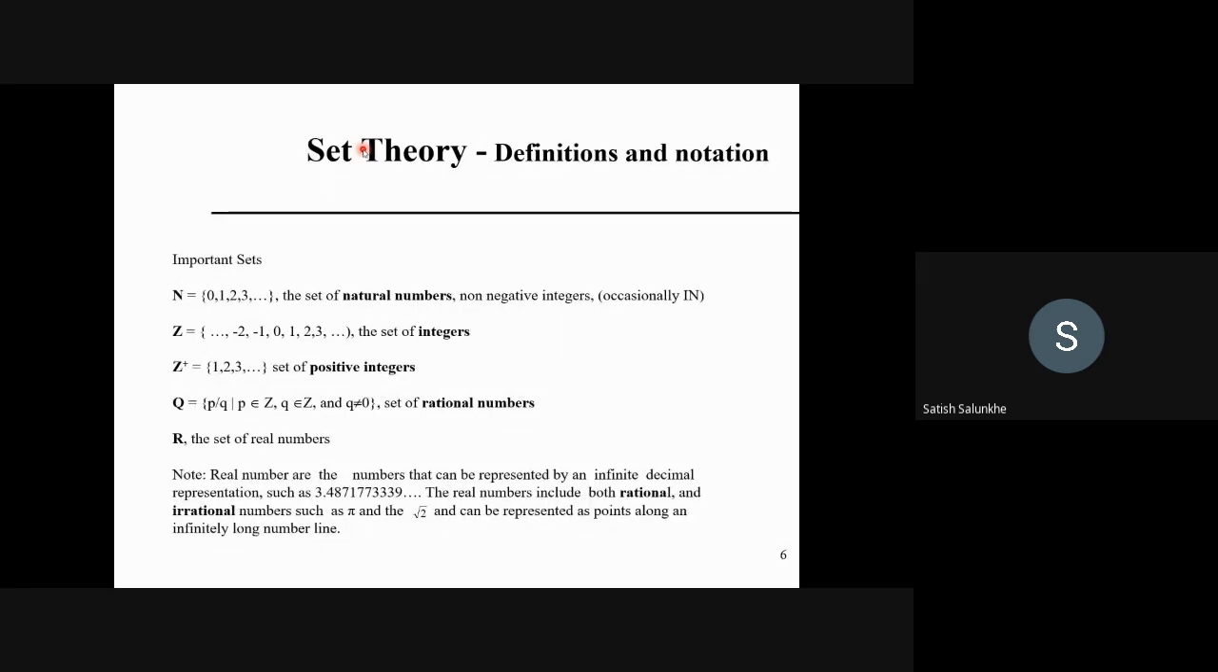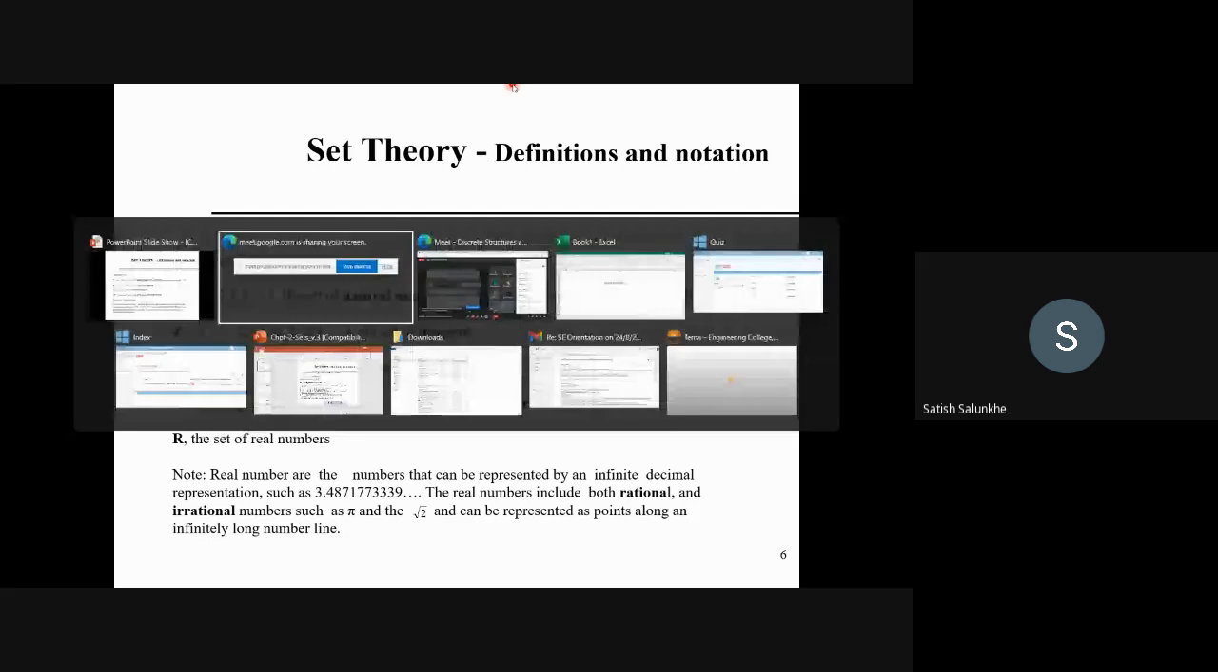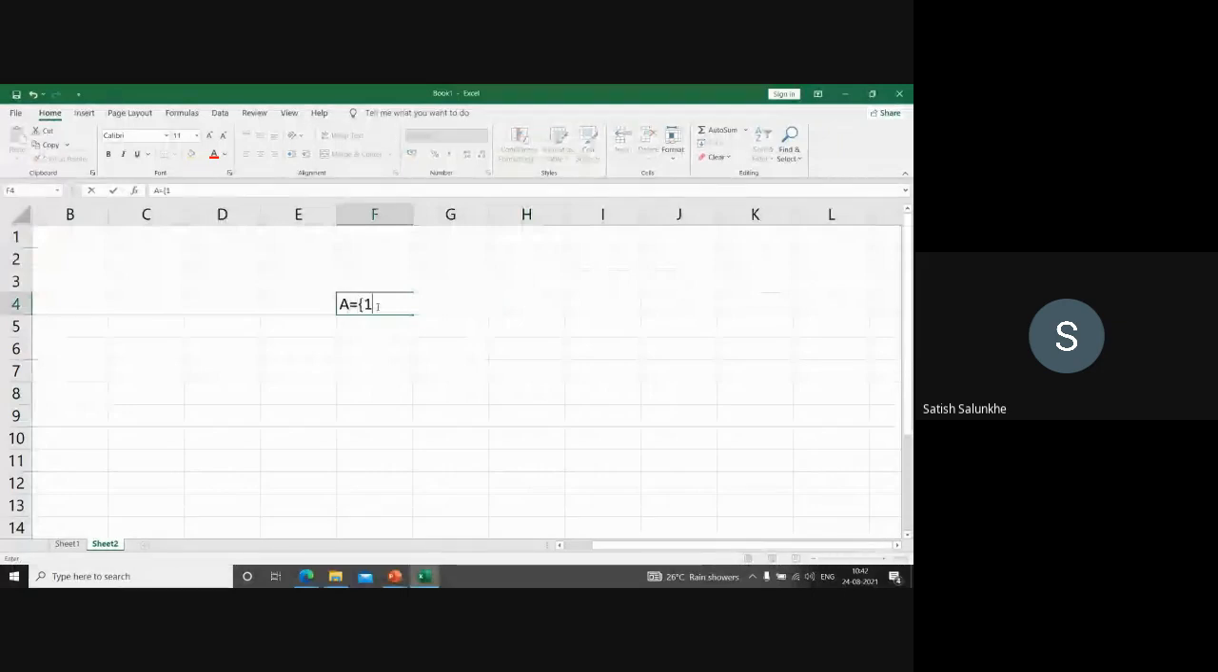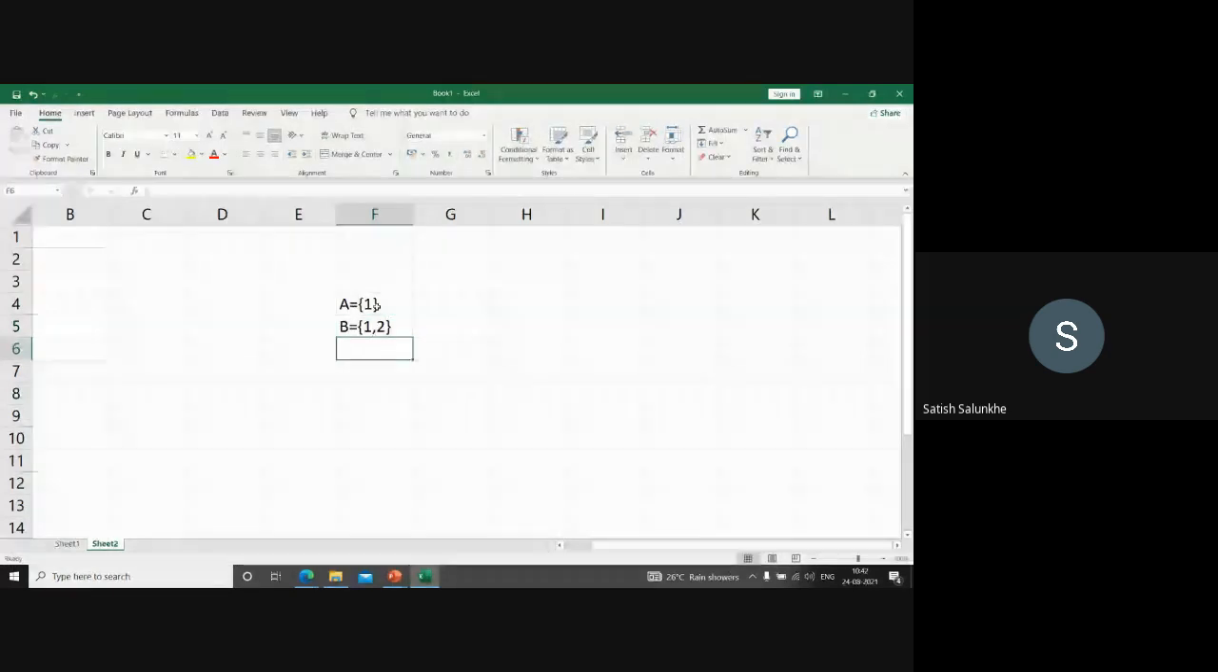Okay, one more key concept I forgot to introduce. Let me go here. Set A is equal to 1. Now set B is equal to 1, 2. Set C is equal to 1, 2, 3.